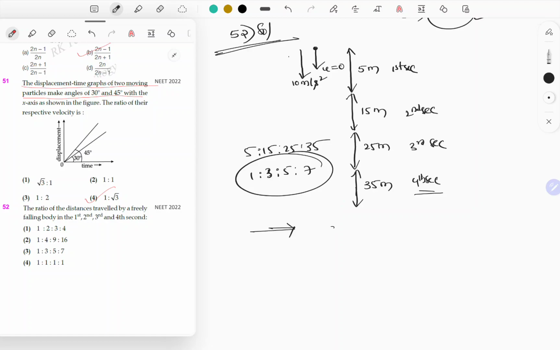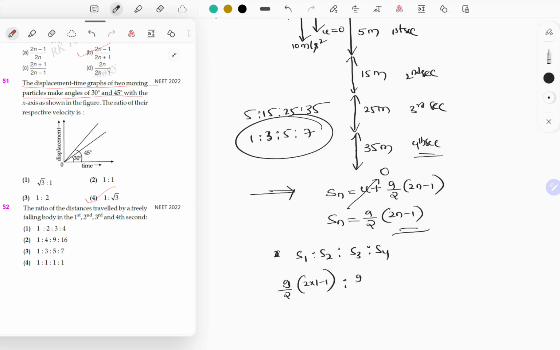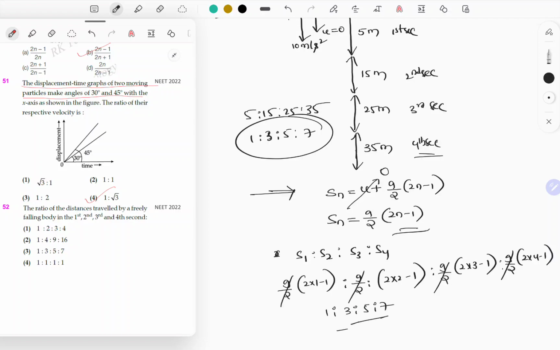If you are unable to understand, we know that procedure for Sn, distance traveled in nth second, that is Sn is equal to u plus a by 2 into 2n minus 1. You can use that procedure. U is equal to 0, Sn is equal to a by 2 into 2n minus 1. As a is the same for all of them, you can write down the formula like this. In first second, I'm writing the ratio directly. So S1 is to S2 is to S3 is to S4. S1 is a by 2, a by 2 is nothing but g by 2 into 2 into 1 minus 1 is to g by 2 into 2 into 2 minus 1 is to g by 2 into 2 into 3 minus 1 is to g by 2 into 2 into 4 minus 1. G by 2 will get cancelled in all the cases. This is going to be 1 is to 3 is to 5 is to 7. That's all.